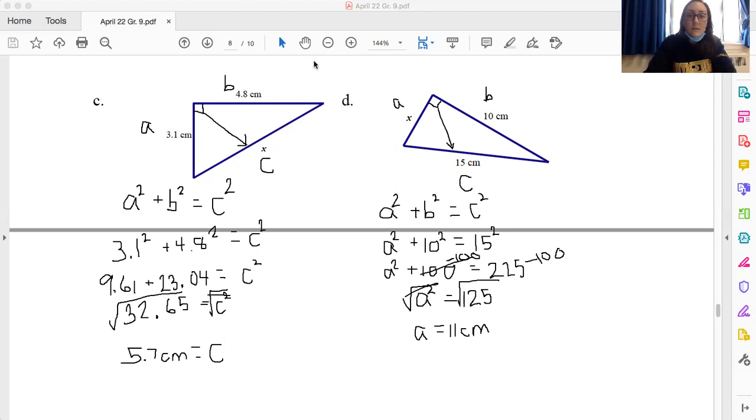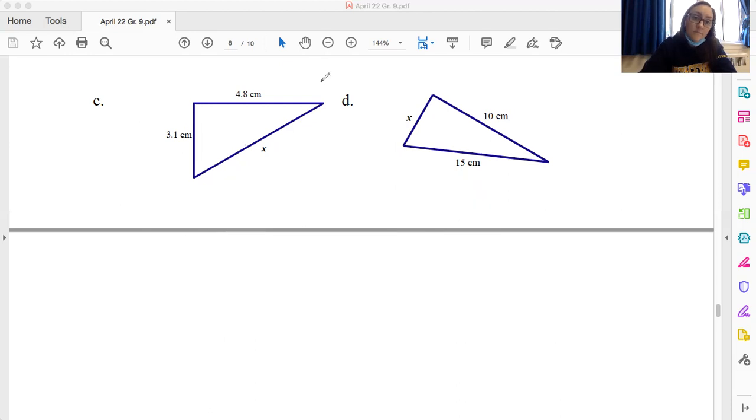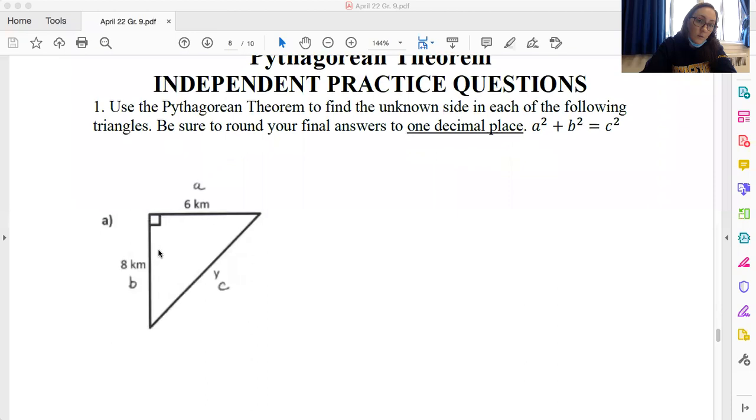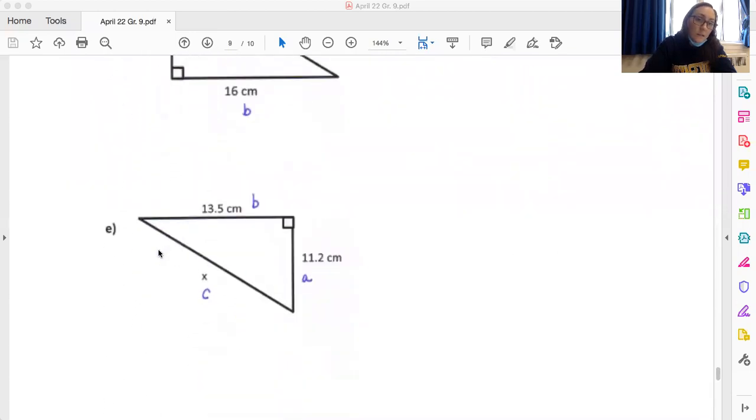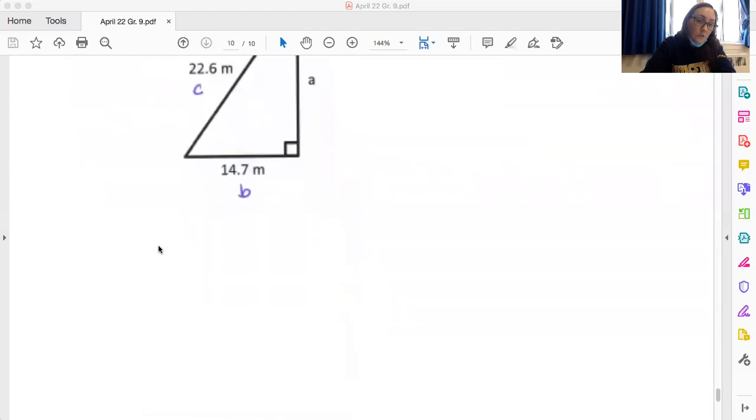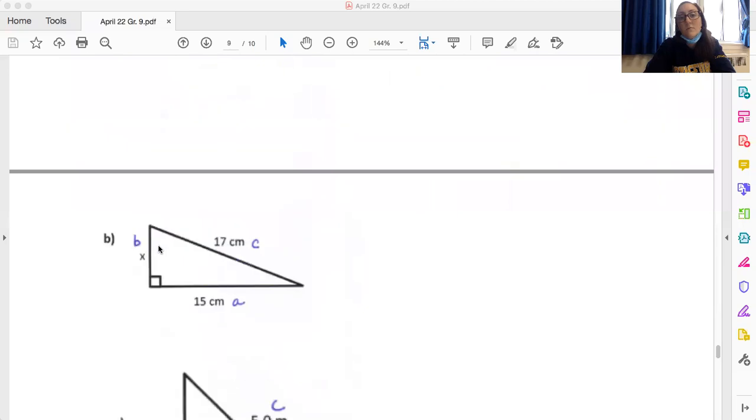So I'm going to clear this. And I'm going to move down to show you your work. So you've got your independent work here. There are quite a few questions for you to do. Luckily, they're labeled for you. So that should help you out. Just don't forget what your formula is.